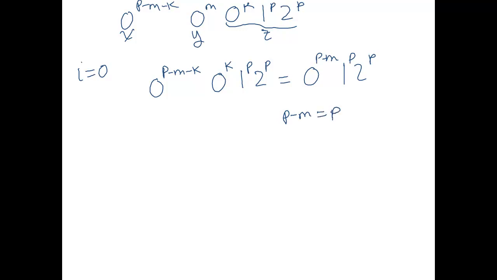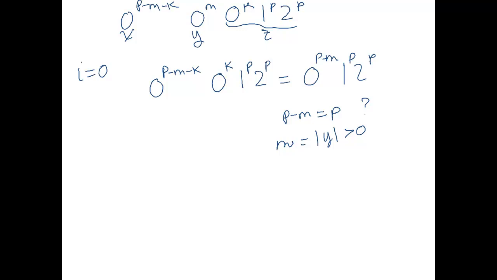We're asking this question: is p minus m equal to p? It is if m is 0. Can m be 0? No. We have the condition that the length of y must be greater than 0. And what was the length of y? m. m has to be greater than 0. If m is 1, p minus 1 is not equal to p. If m is 1,000,000, p minus 1,000,000 is definitely not equal to p.